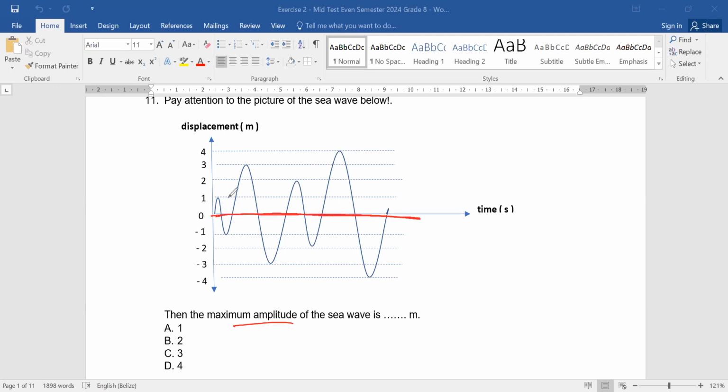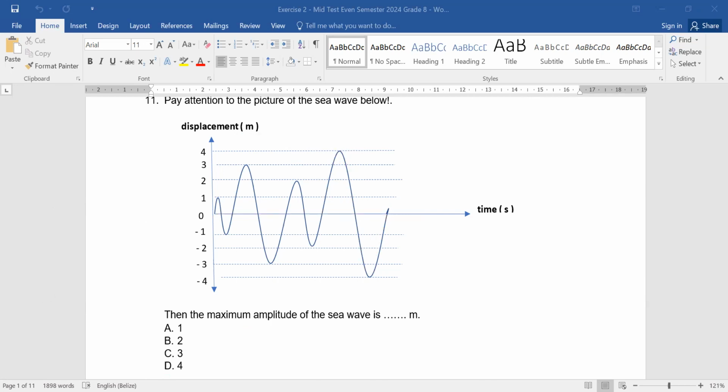Next, for the amplitude, you just need to measure the distance from the highest peak to the main axis, or the undisturbed position. In this question, the maximum means the highest one. The highest one, I think, is this part, right? So it's 1, 2, 3, 4. So it's supposed to be 4 meters, because the displacement is in meters. That's question number 11.